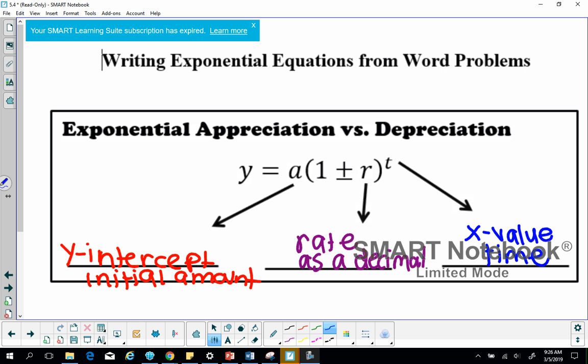So we're on the notes for today. You know if it's 1 plus R, you know it's growth. And if it's 1 minus R, you know it's decay. So we're going to show you what it looks like with growth and with decay. So appreciation needs growth. When you see appreciate, it means it grows. If you see depreciate, it means decay.